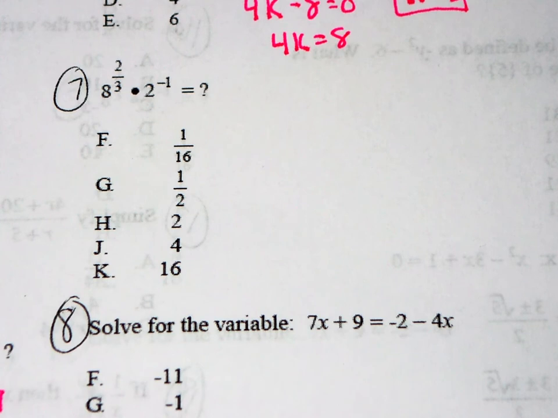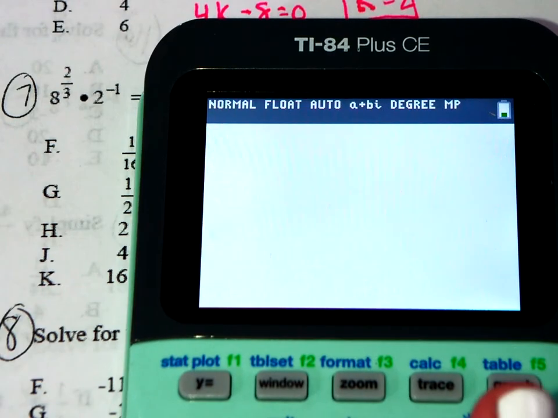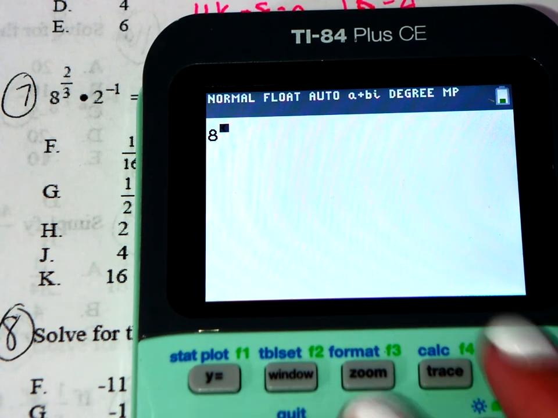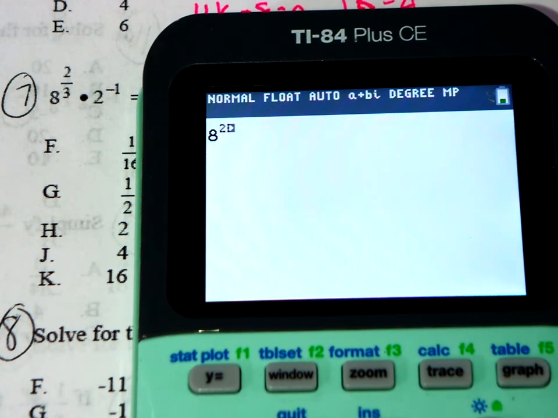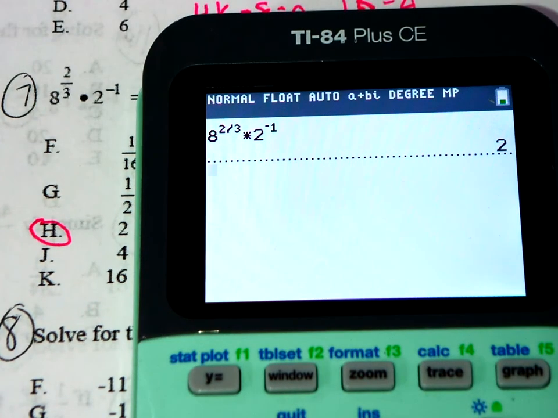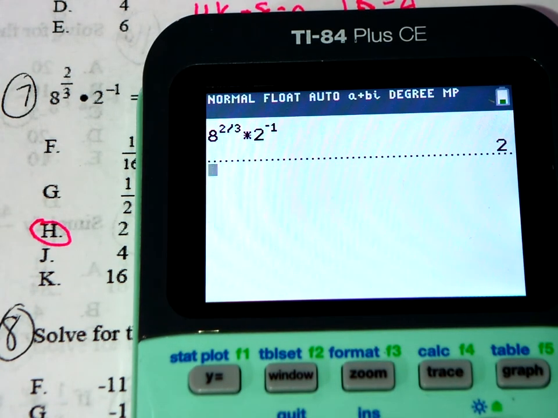Okay, number 7. 8 to the 2/3 power times 2 to the negative 1. Honestly, what I would do on this problem is just type it in my calculator. It just makes this problem easier. And my goal here is to make sure that you guys have the easiest method. So I get 8 to the 2/3 times 2 raised to the negative 1. And it's 2, which is option H. That is the best method that I have to do this problem.